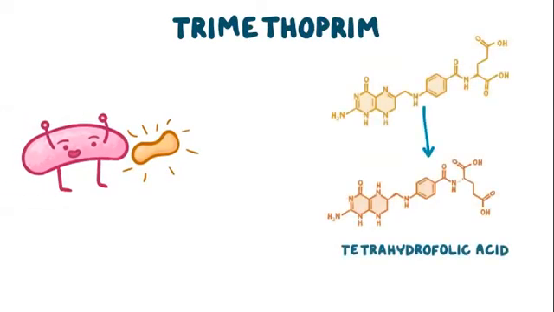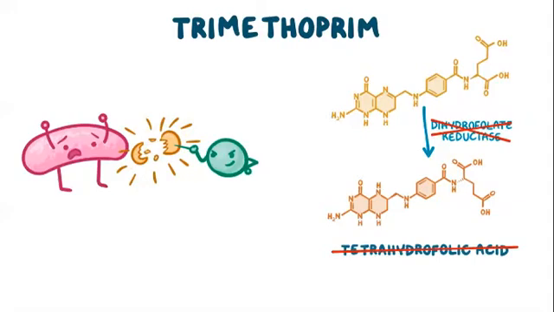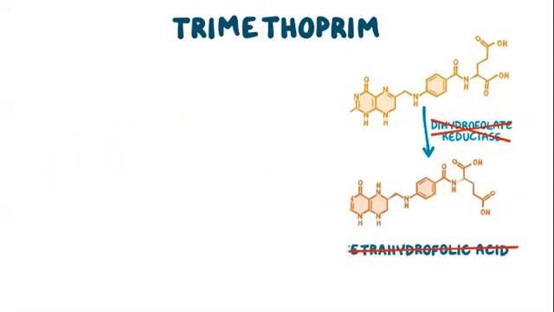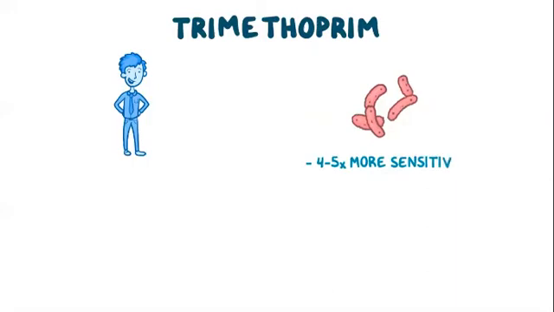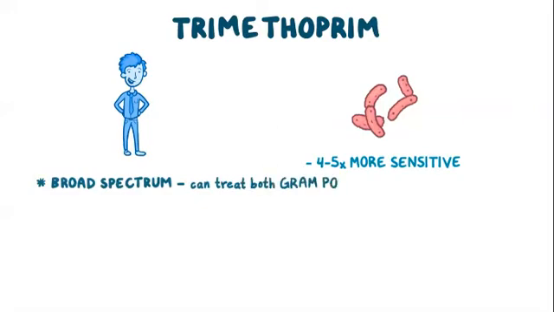Next, we have trimethoprim, which inhibits the third step of folate synthesis by inhibiting dihydrofolate reductase, or DHFR, preventing the formation of tetrahydrofolic acid. Now, humans also have dihydrofolate reductase, but the bacterial version of this enzyme is 4 to 5 times more sensitive to this medication. Trimethoprim is also broad spectrum and is effective against both gram-positive and gram-negative bacteria.